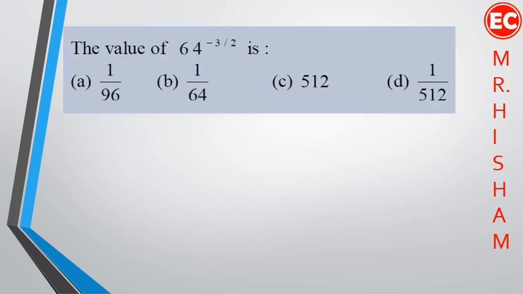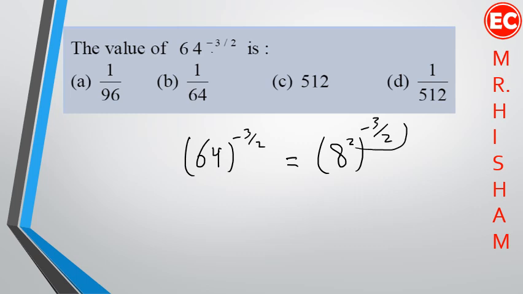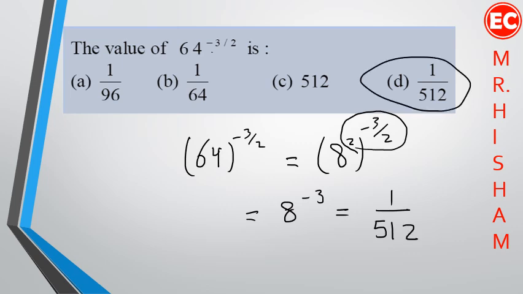The value of 64 to the power of negative 3 over 2. This question is a little bit tricky. Why? Because it's 64 to the power of negative 3 over 2. 64 can be written as 8 to the power of 2, all power negative 3 over 2. Power to the power needs multiplication. And when I multiply 2 by negative 3 over 2, it gives me 8 power negative 3, which is 1 over 512. So the right answer is D.